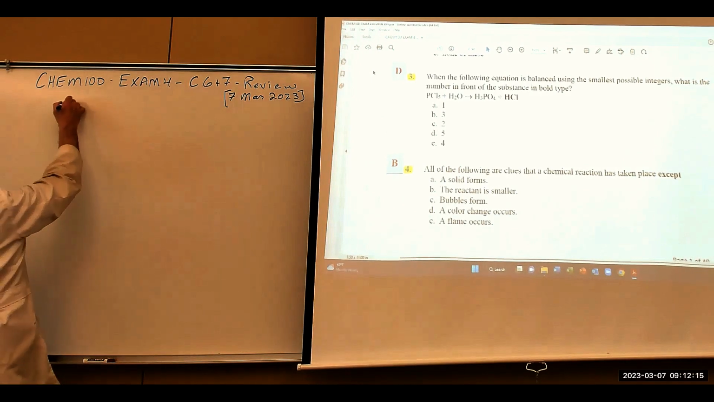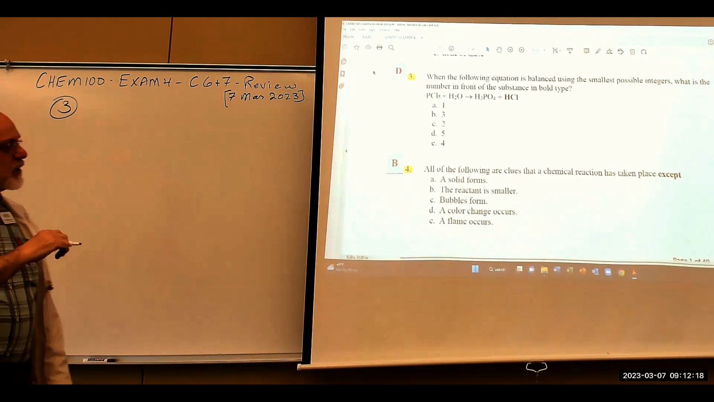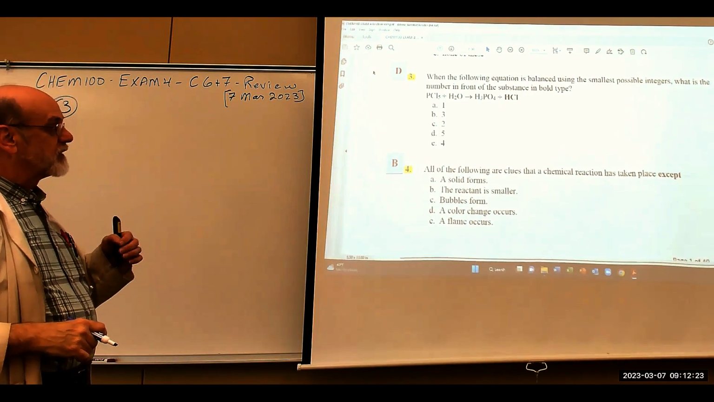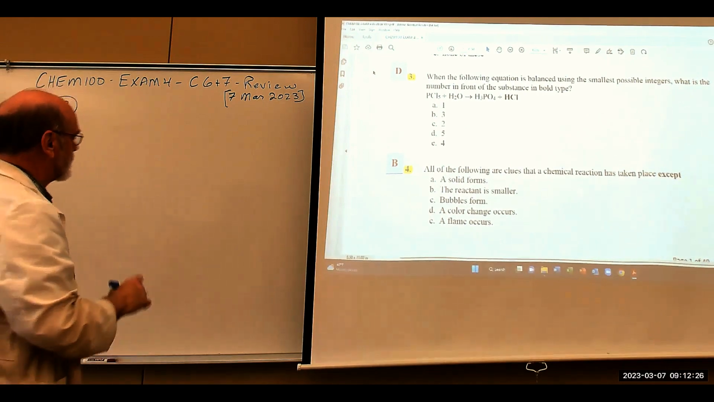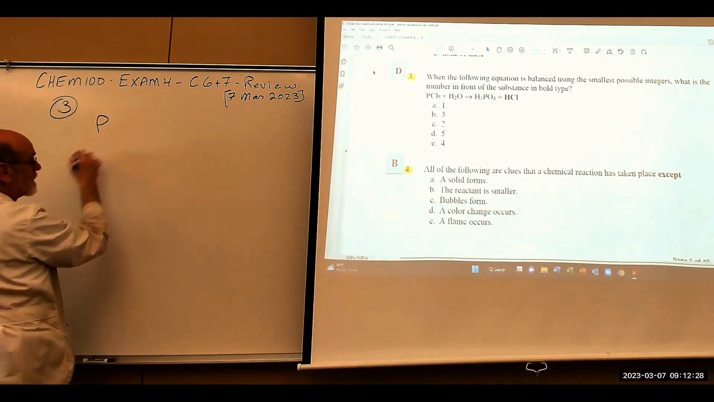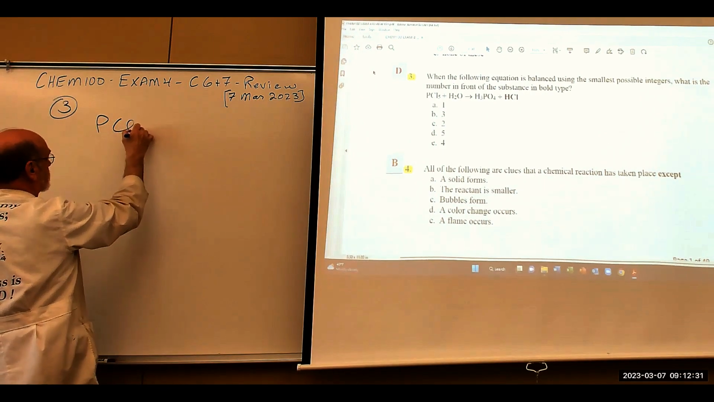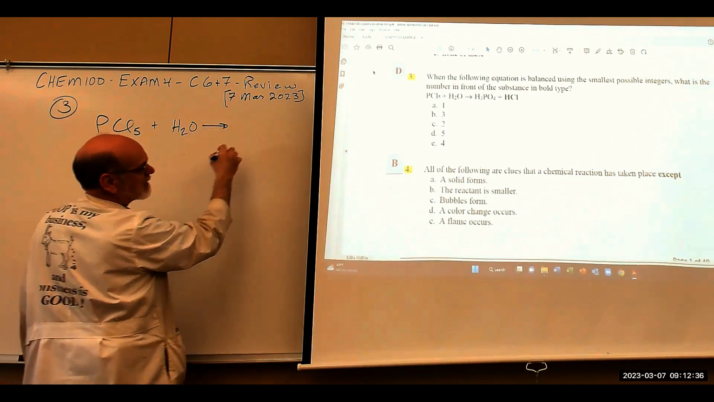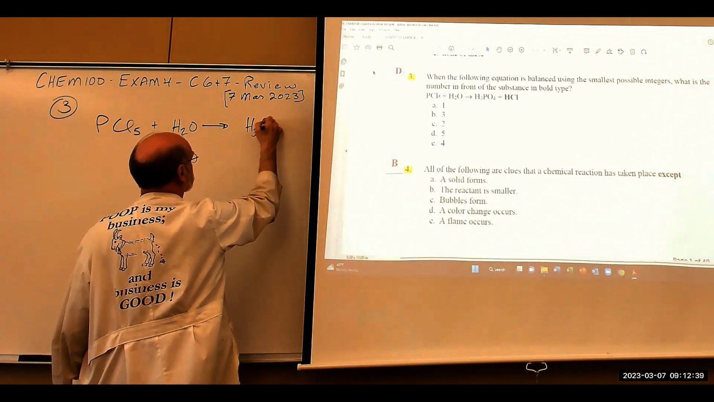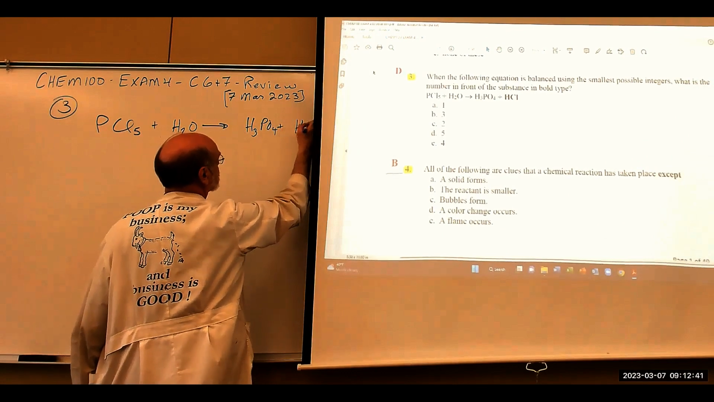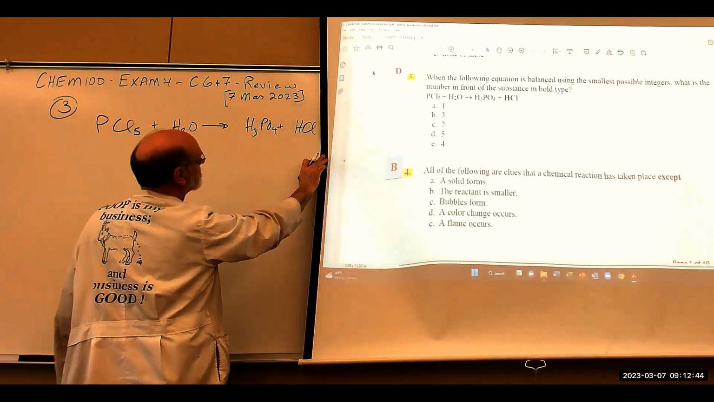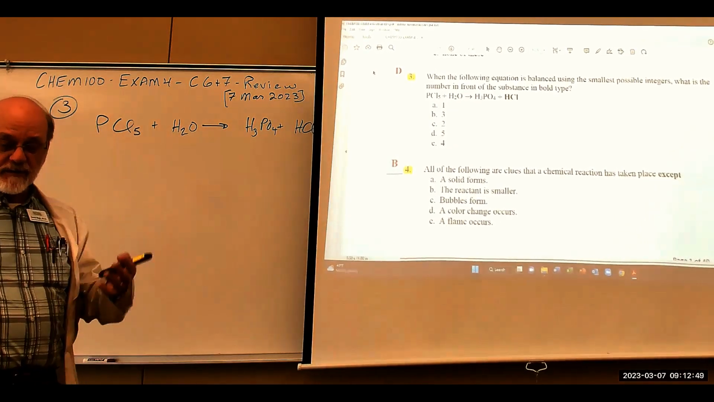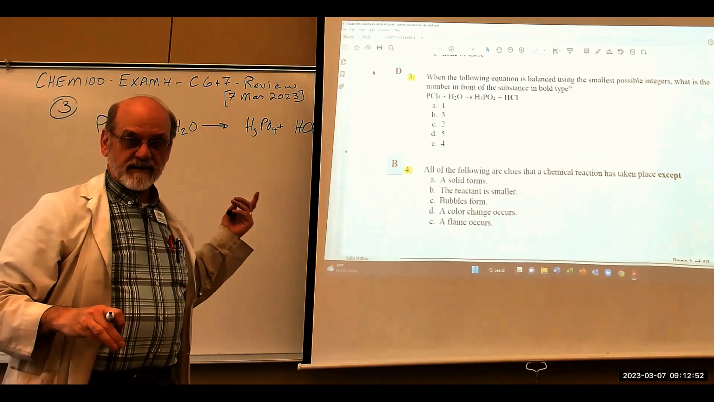Number 3. When the following equation is balanced using the smallest possible integers, what is the number in front of the substance in bold? Okay. So we have to start with an equation that's not balanced. H3PO4 plus HCl. Okay. So the first question that comes to my mind is, are these written correctly? We assume they are.